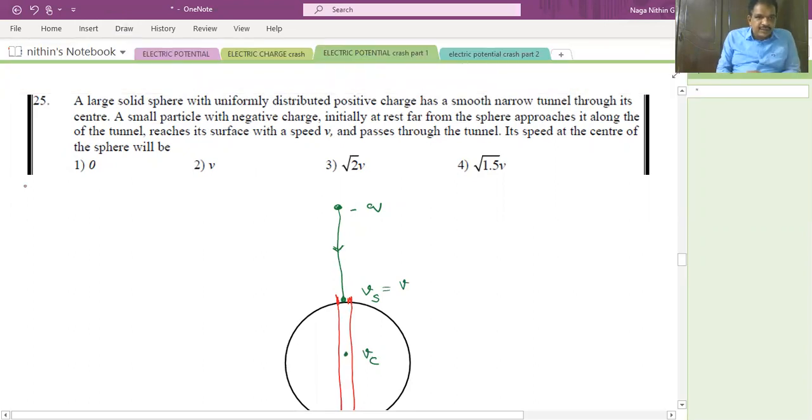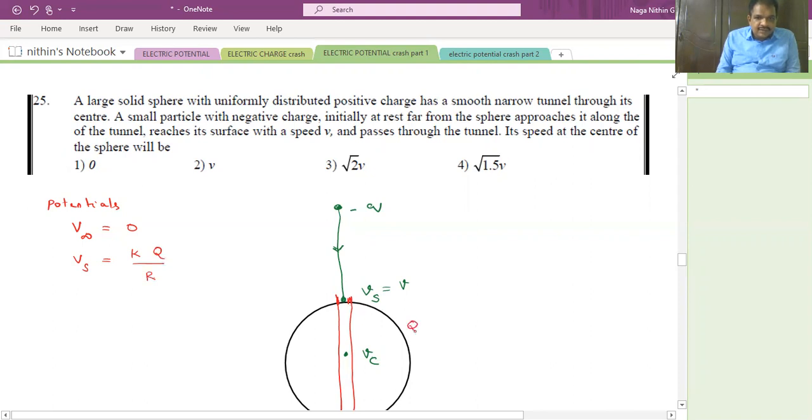We'll write the potentials. V infinity: it is falling from infinity, far means infinity. At infinity, potential will be 0. On the surface, potential, capital V, this is not small, is 1 by 4 pi epsilon naught times Q, capital Q charge, like that I am assuming.